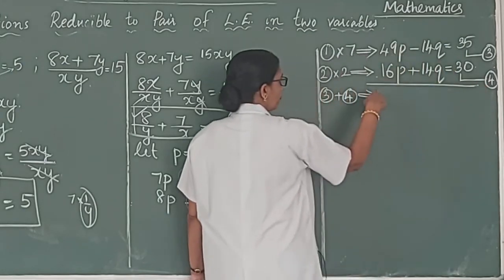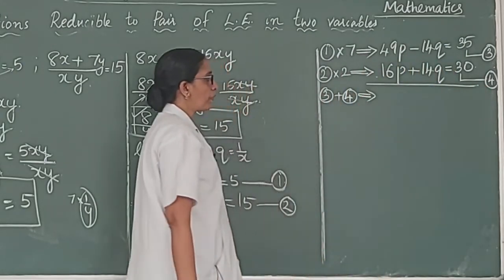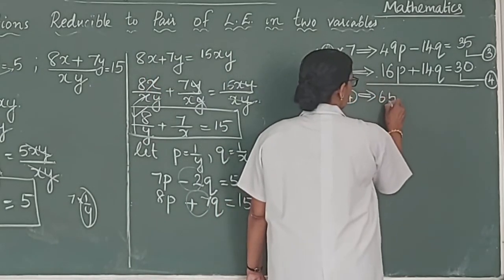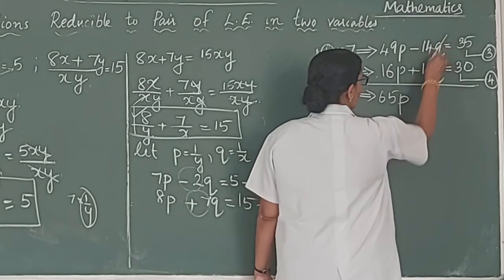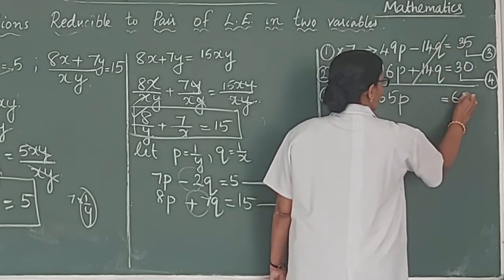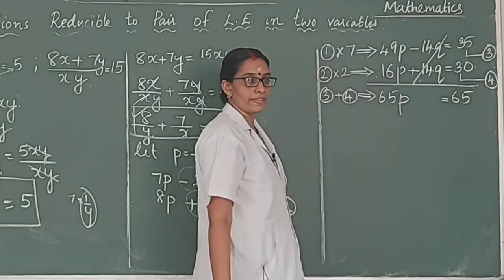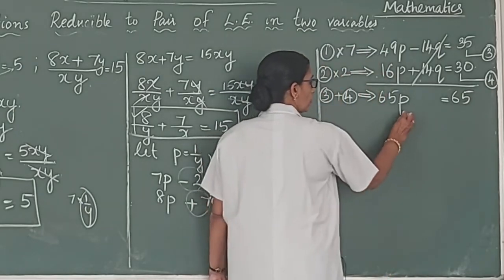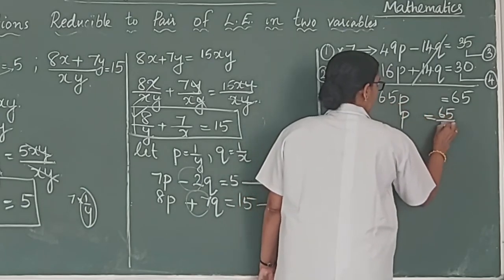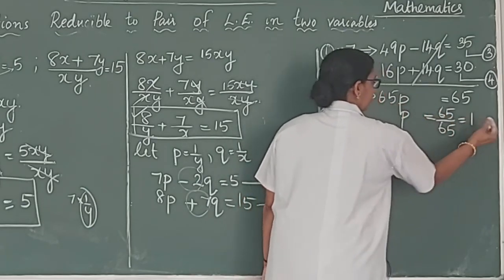we are adding, what is 49 plus 16, 65. P, this will eliminate, equal to here 65. Okay, 35 plus 30, 65. So, what is P? 65 by 65, it is 1.